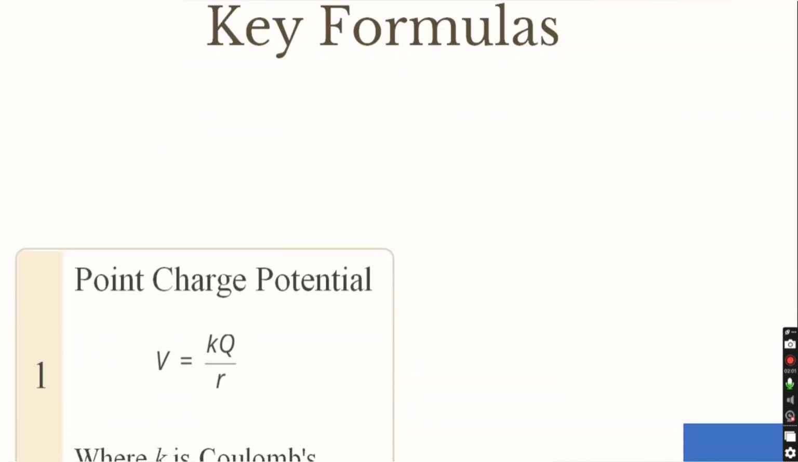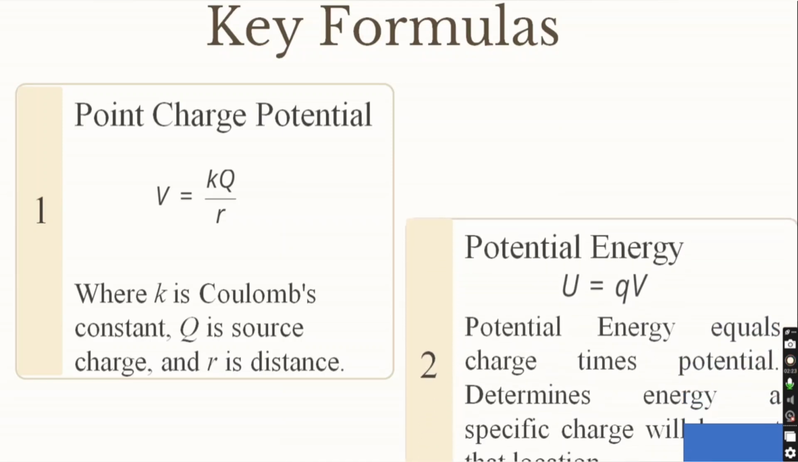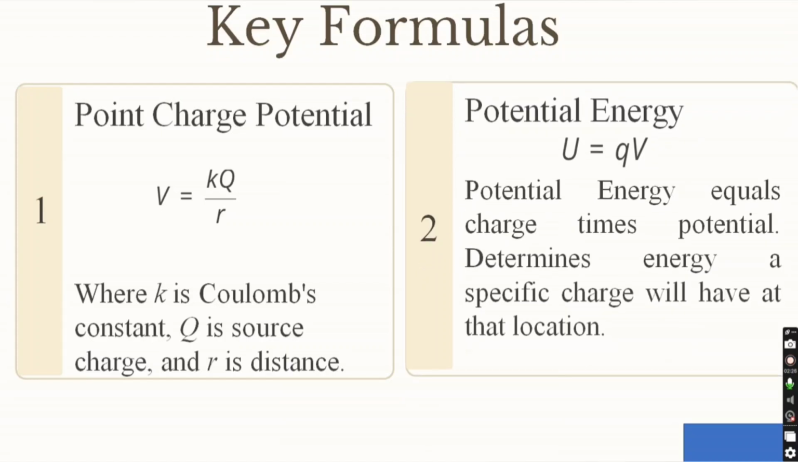Point charge potential: the electric potential due to a point charge is given by V = kq/r. Here, k is Coulomb's constant, q is the source charge, and r is the distance from the charge. This means, as distance increases, potential decreases. Now, potential energy is given by U = qV. This tells us that the energy of a charge depends on the charge value and the electric potential at that point. So, potential tells the condition of space, and potential energy tells how much energy a charge has there.